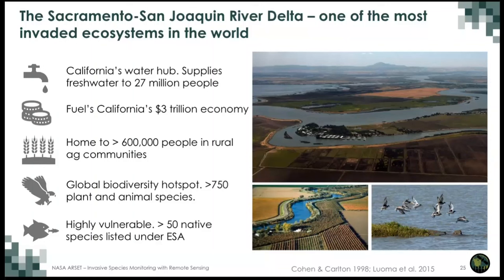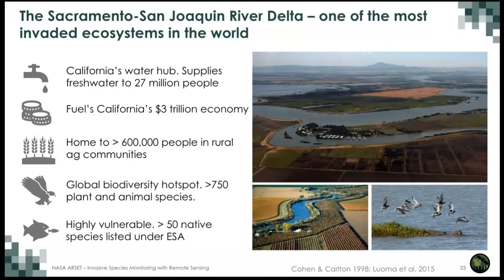In recognition of the importance of this place for both supplying water to fuel California's economy, but also the degradation of these ecosystems that are important for the functions that provide the services to people, in 2009, the state passed the Delta Reform Act, which was a legislated mandate to create co-equal goals of providing a more reliable water supply for California and enhancing the ecosystem at the same time.